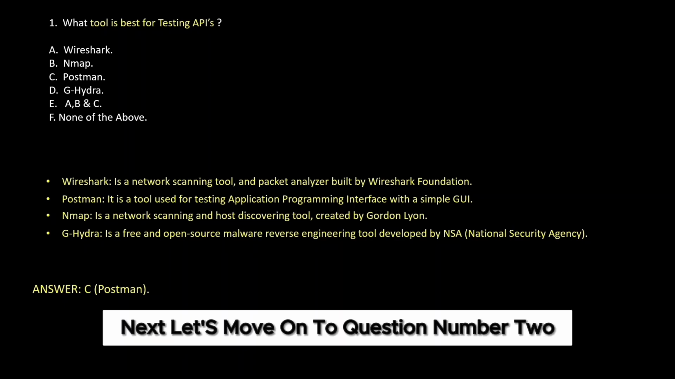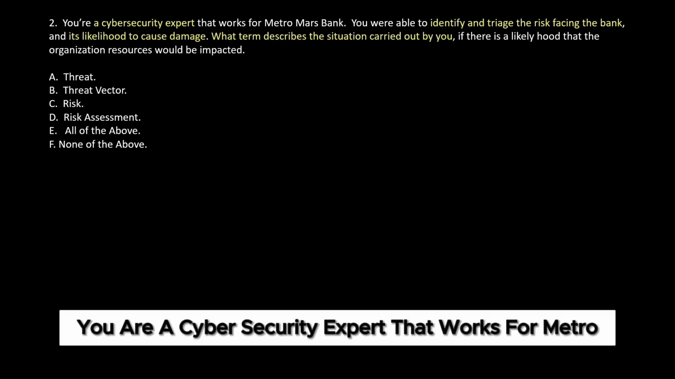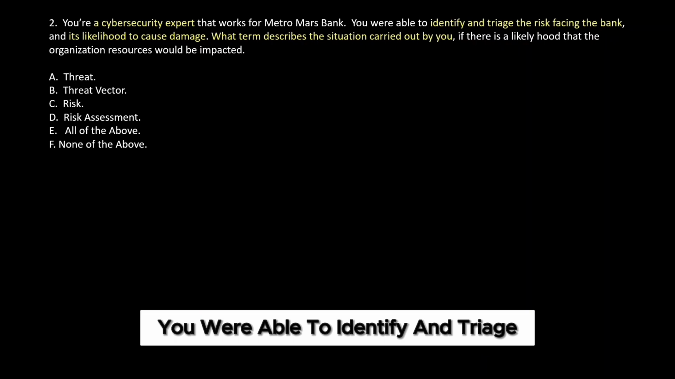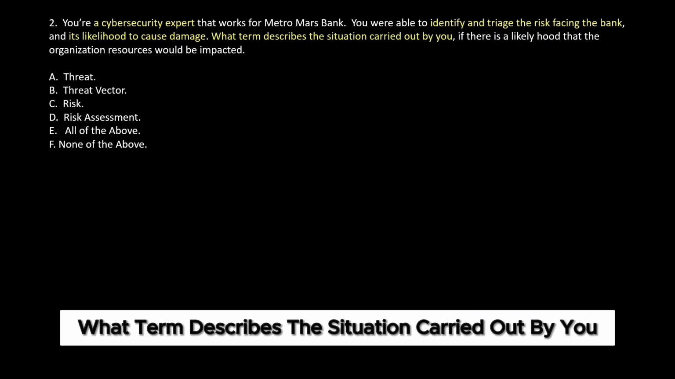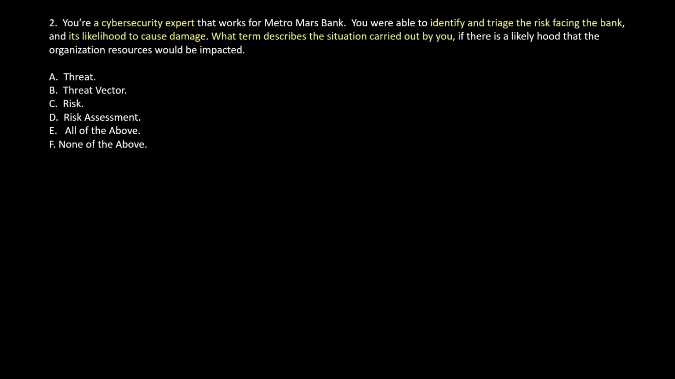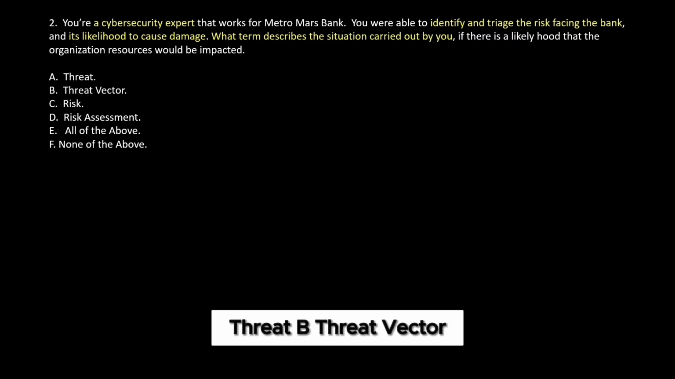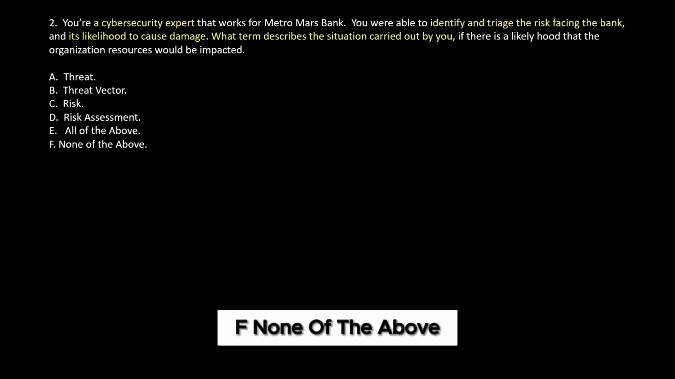Next, let's move on to question number 2. You are a cybersecurity expert that works for Metro Mass Bank. You were able to identify and triage the risk facing the bank and its likelihood to cause damage. What term describes the situation carried out by you if there is a likelihood that the organization resources would be impacted? A, threat. B, threat vector. C, risk. D, risk assessment. E, all of the above. F, none of the above.